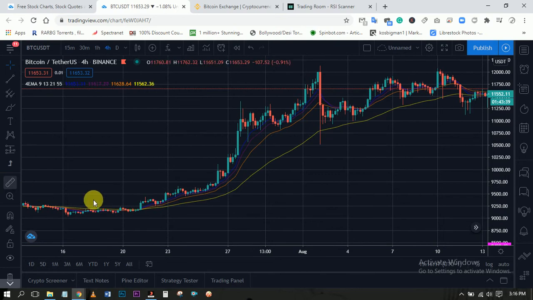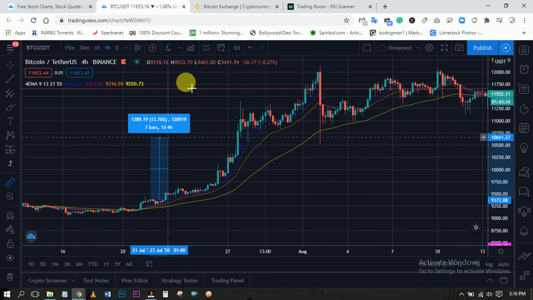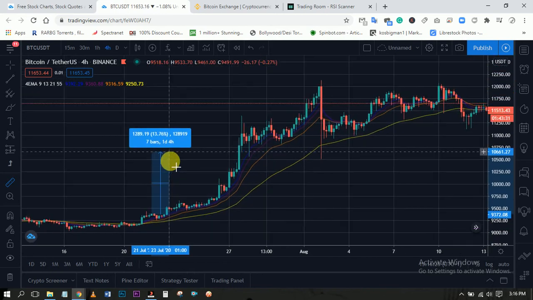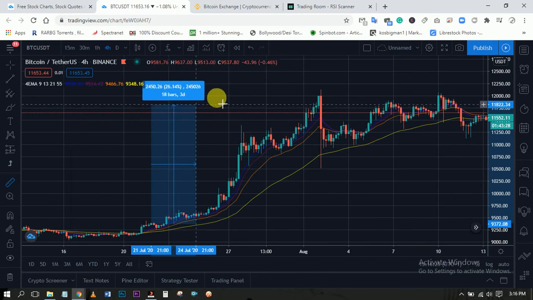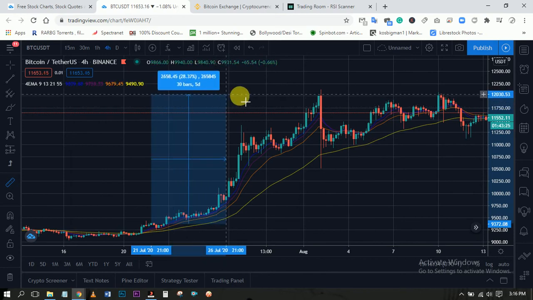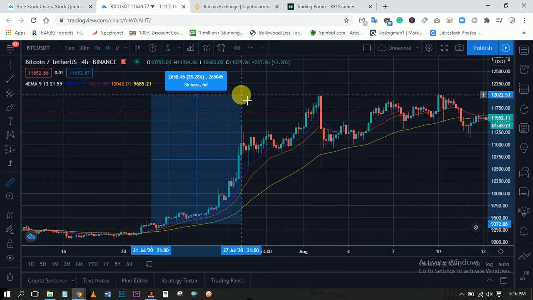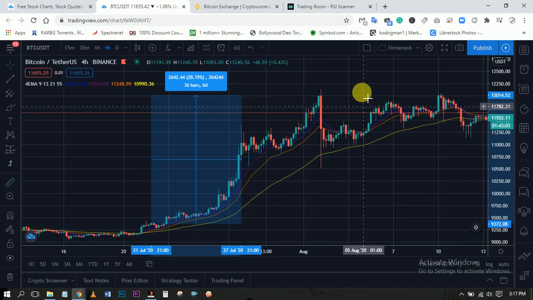Let's see how much you would have made from here. You can ride the trend all through to here. Can you see that you would have made a 28% profit? That means if you put in $100 and entered this trade, you would have made $28 in a sweep, just like that. That's how it works.